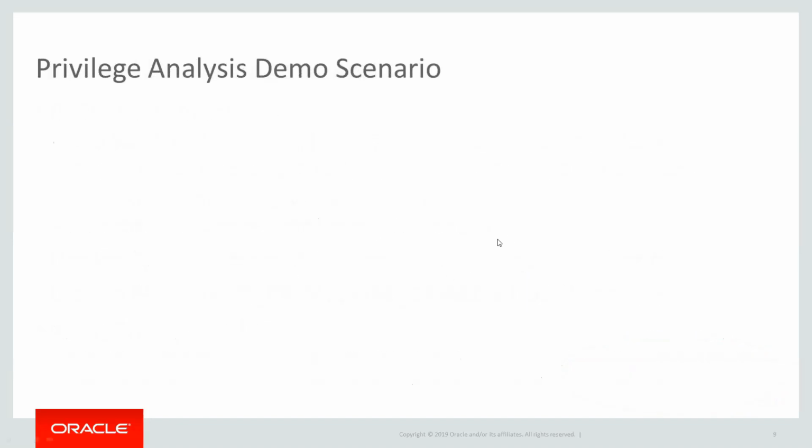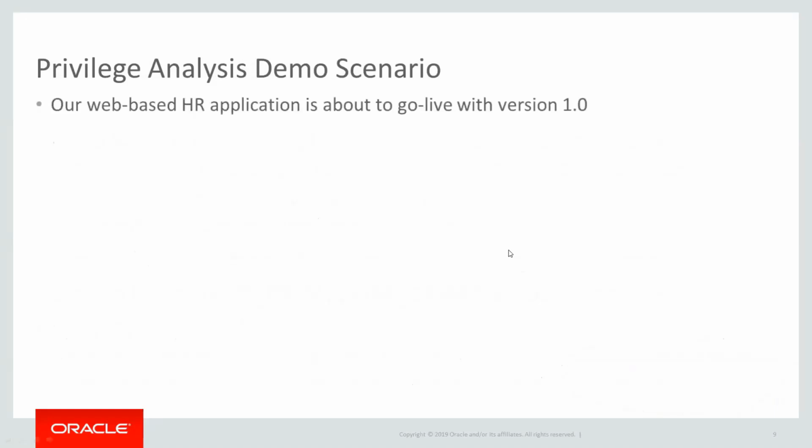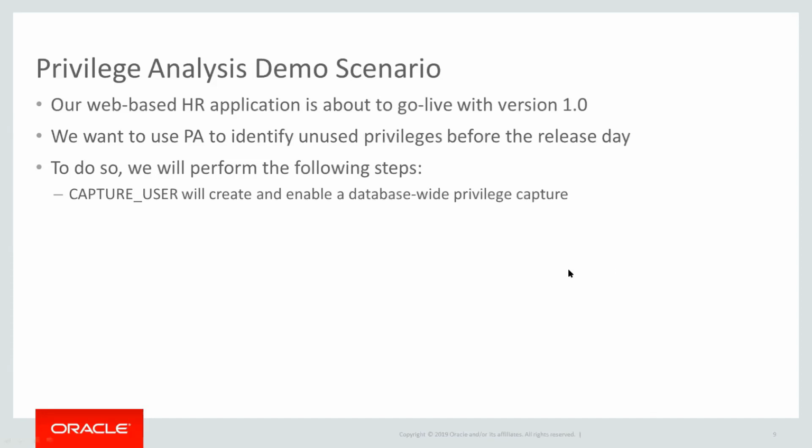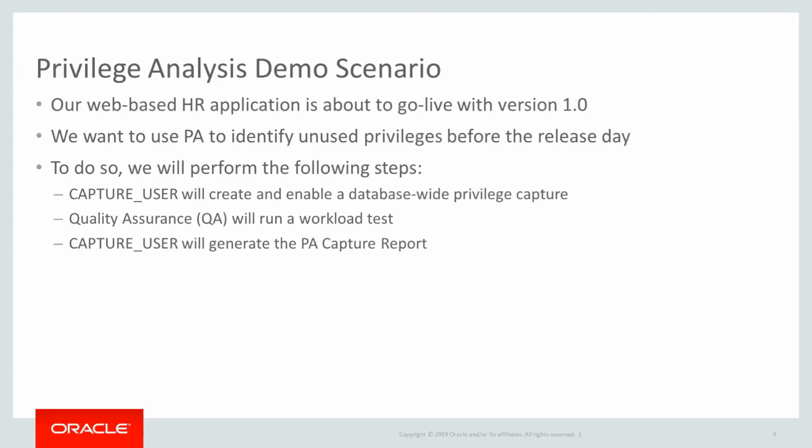Okay, so here's going to be our demo scenario. Our web-based HR application is about to go live with version 1.0. We want privilege analysis to identify unused privileges before the release day. To do this, we're going to perform the following steps. We're going to use our capture user to create and enable a database-wide privilege capture. We're going to kick this over to our quality assurance team, who are going to run a workload test. They're going to tell us when they're finished. Our capture user is going to generate that capture report.